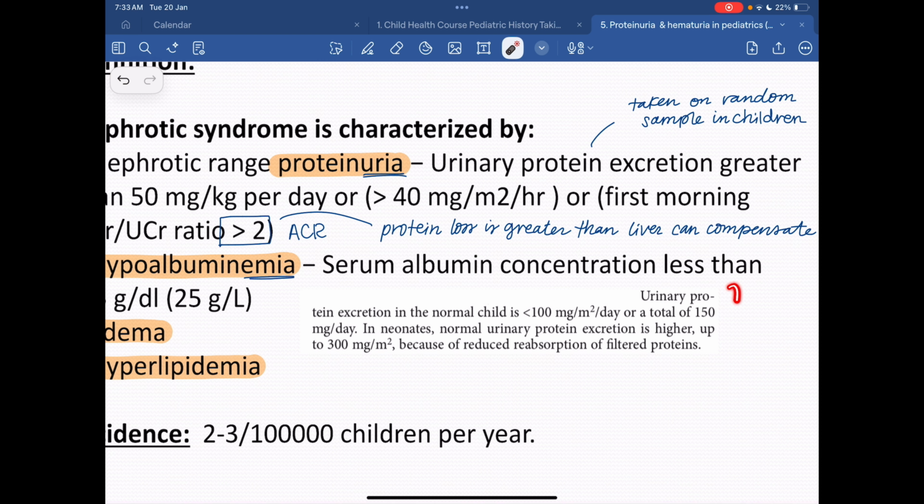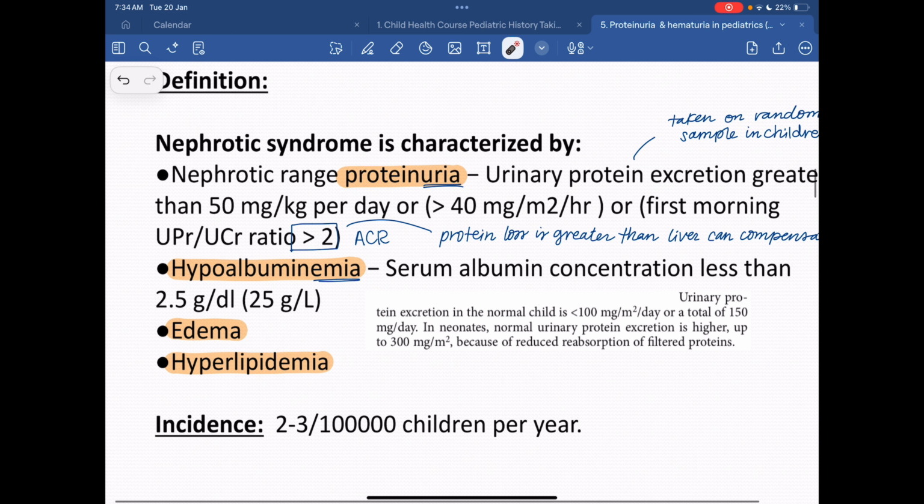This is from the book. Urinary protein excretion in the normal child is less than 100 milligrams per meter square per day, or a total of 150 milligrams per day. Do you think there's a child that weighs 3 kilograms? No. So 150 milligrams per day. In neonates, it's higher, up to 300 milligrams per meter square, because they have reduced reabsorption of filtered proteins.